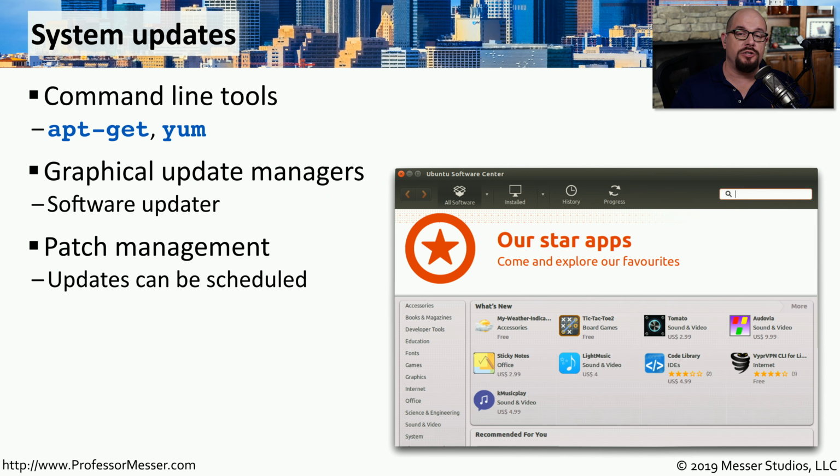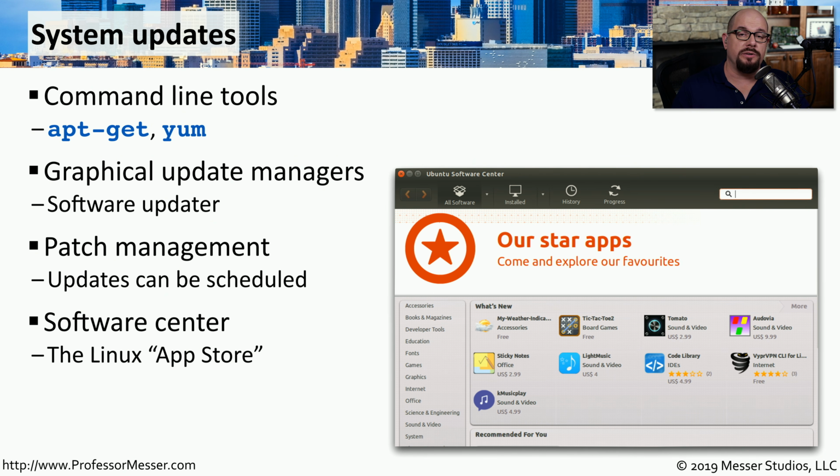So if you're doing patch management or you have change control requirements, you can decide when the operating system performs these updates. And if you'd like to view the applications that are installed or you'd like to install new applications, you may have a software center in your Linux distribution. This would allow you to choose from categories of software to be able to install from one central application.